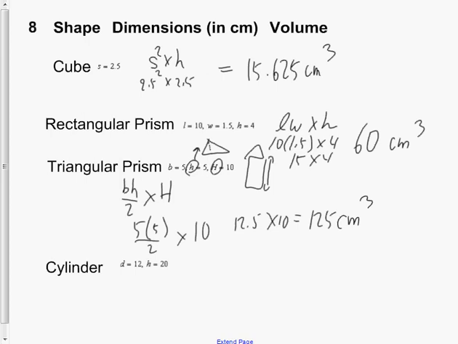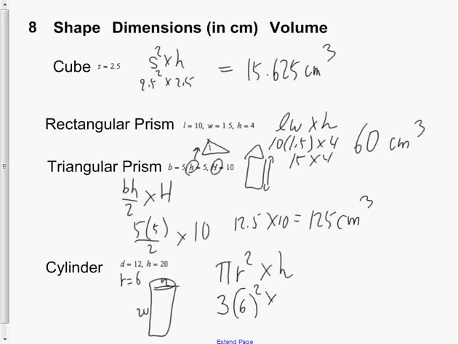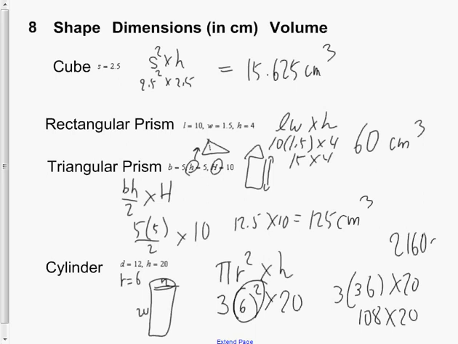And finally, the last one, your cylinder. So there it is there, your cylinder. The diameter is 12, the height is 20. So if the diameter is 12, the radius is half of that, which is 6. So my formula is pi r squared times h, or pi multiplied by the radius squared times the height, or 3 times 36, that's what 6 squared is, multiplied by the height, or 108 multiplied by 20, which is 2160 centimeters cubed as a volume.